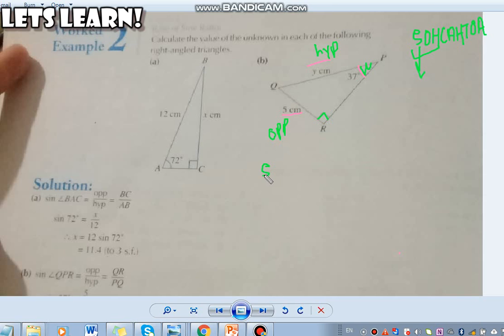Again, my ratio. First, remember to write the formula. It's very important. You'll get 1 mark for that. Sine theta is equal to, so the theta, the acute angle given to me is 37 degrees. So here, sine of 37 degrees is equal to, what's my opposite side? My opposite side is 5 centimeter divided by my hypotenuse, that is y centimeter.